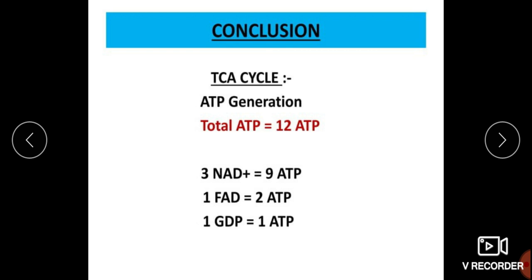The overall gain of energy in the TCA cycle is 12 ATP. You know that 3 NADH, that is reducing power, are produced in this cycle. So 1 NADH is equal to 3 ATP and 3 NADH is equal to 9 ATP. 1 FADH2 is equal to 2 ATP and 1 GTP is equal to 1 ATP. Overall 12 ATP molecules are formed after one cycle of the TCA cycle, or one completion of a cycle.